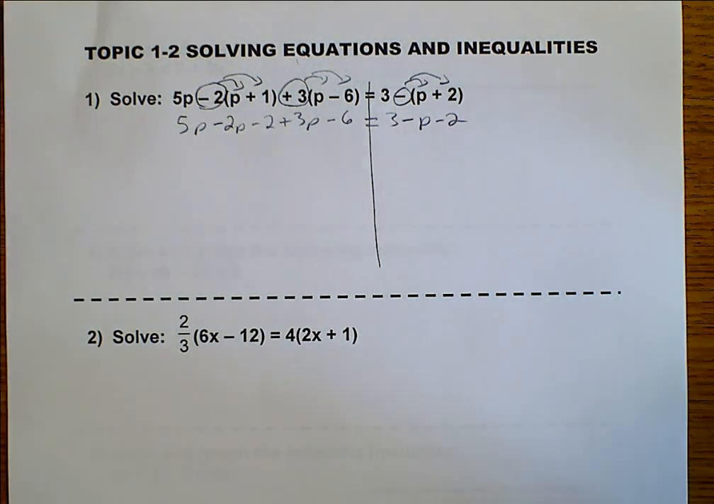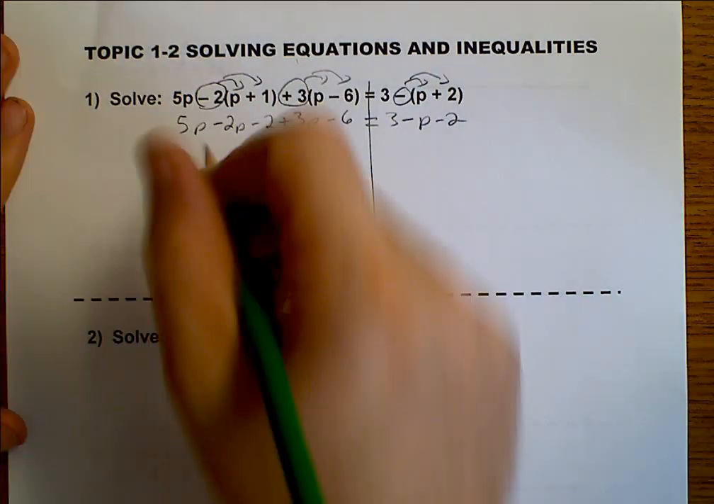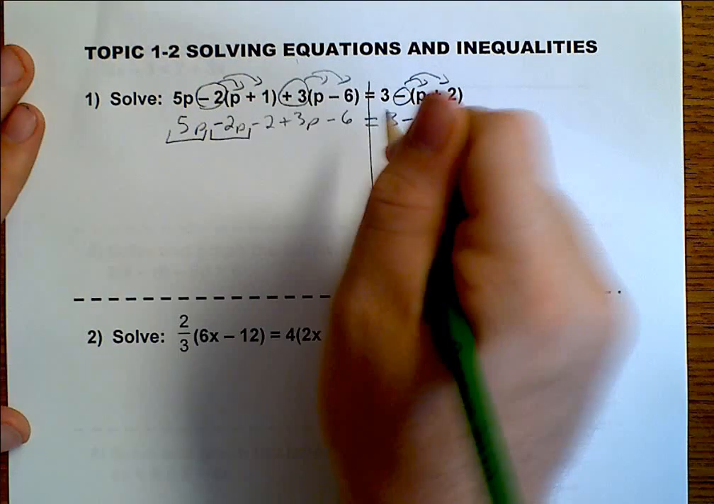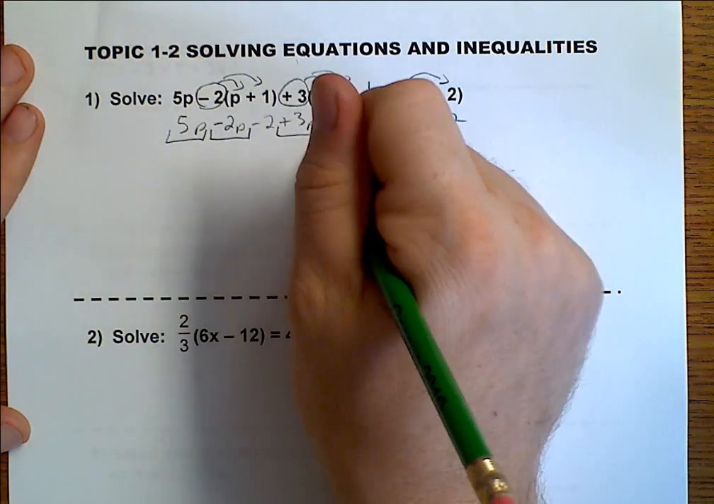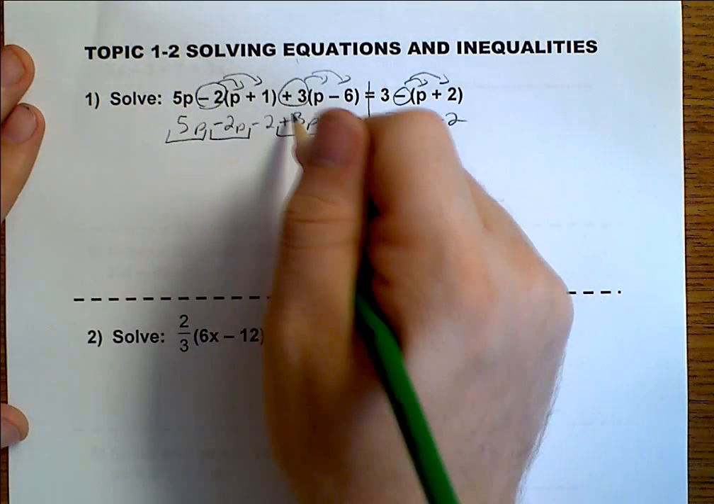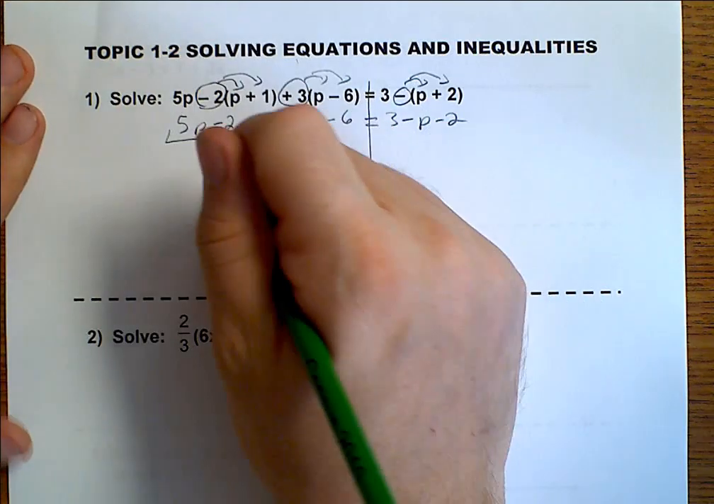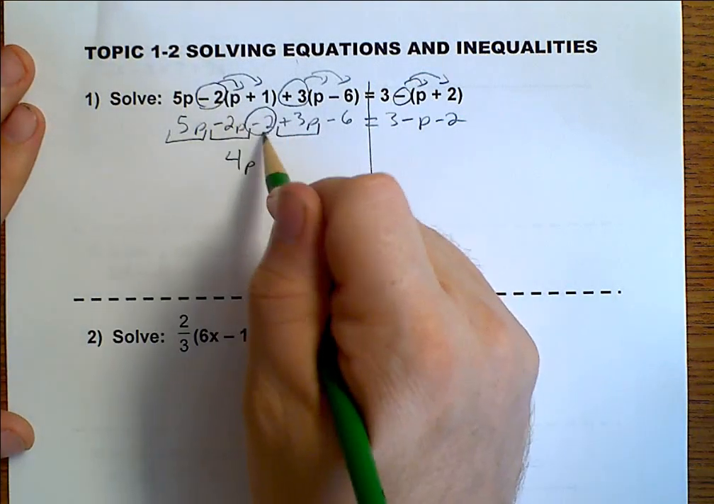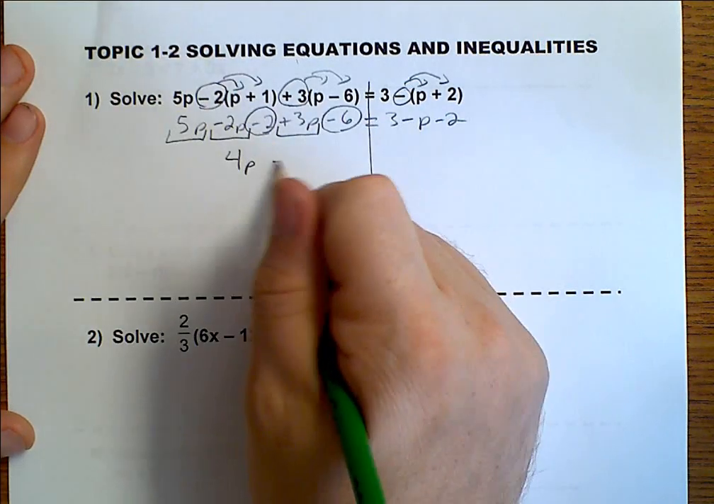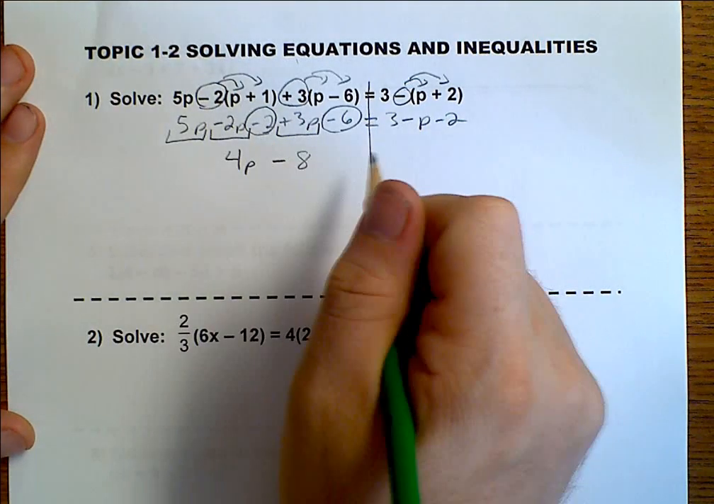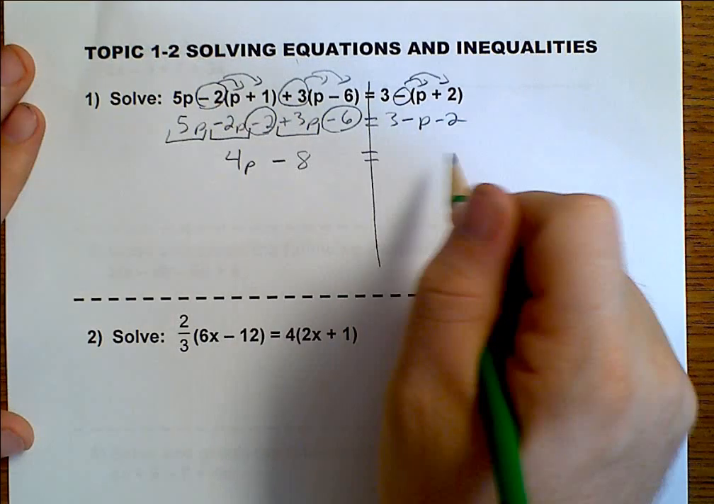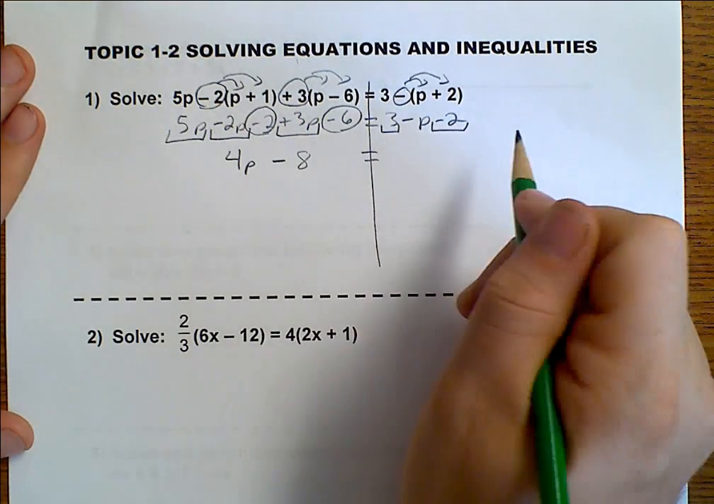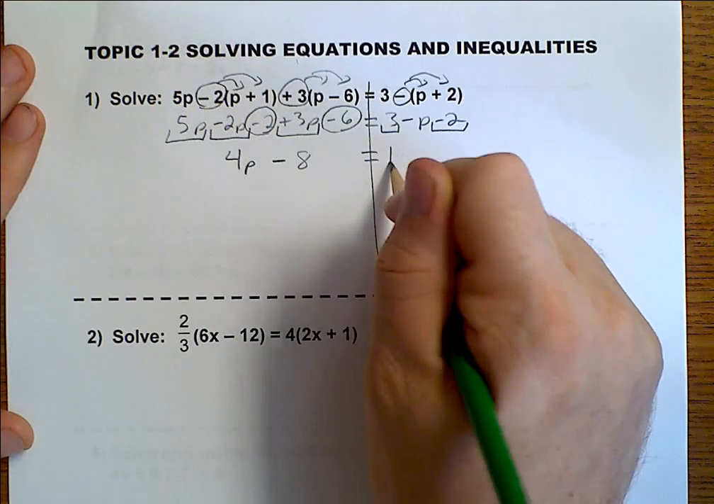And now I go about combining similar terms. So I've got a 5p minus 2p plus 3p is 5, 6, 7, 8 minus 2 is 4p. I've got a -2 and a -6 make -8. Over here I've got a 3 minus 2 makes a 1 minus p.